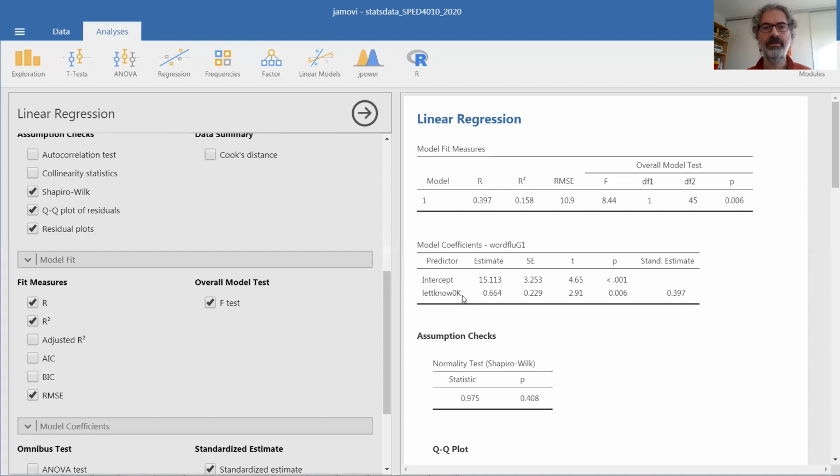So these two children who differ by one standard deviation in their independent variable, how many standard deviations are they predicted to differ in the dependent variable? The answer is 0.397. So about 0.4. About 40% of a standard deviation is the predicted difference for two children differing by one standard deviation in the independent variable.